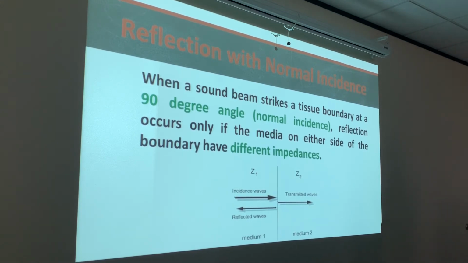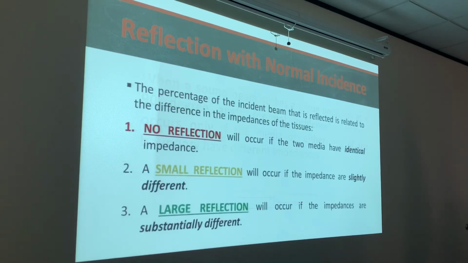With normal incidence, the impedance difference between the two mediums is what gives us a reflection. The bigger the impedance difference, the bigger the reflection we're going to get. If the impedances are very similar, we're not going to get much of a reflected sound beam, and a lot of that sound keeps transmitting. The percentage of the incident beam that is reflected is related to the difference in impedances of the tissues.